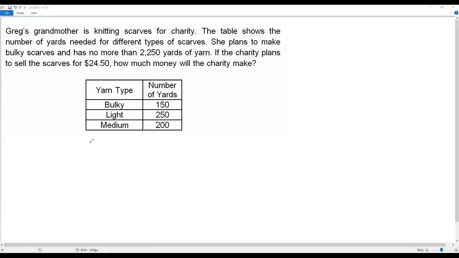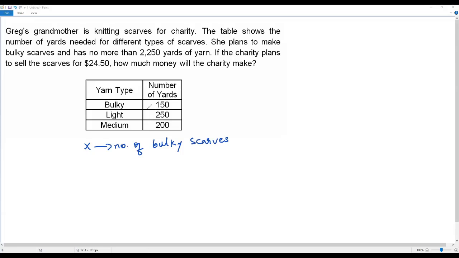Okay, now let me assume x as the number of bulky scarves. Let me write the stuff over here. Bulky scarves that Greg's grandmother can make. Also, the question says the number of yards required to make one bulky scarf is 150 yards from the table. Then how many yards do we need to make x number of bulky scarves?